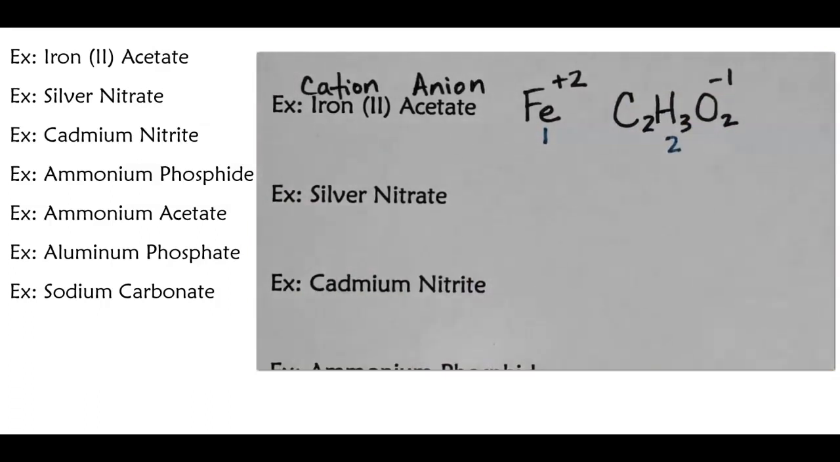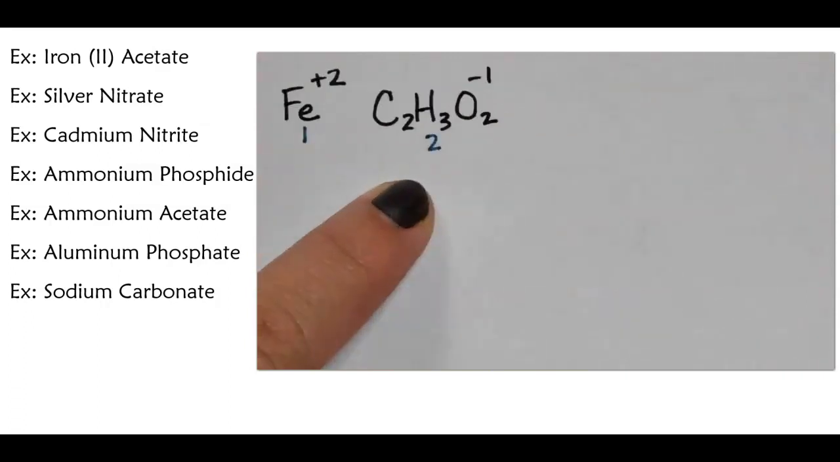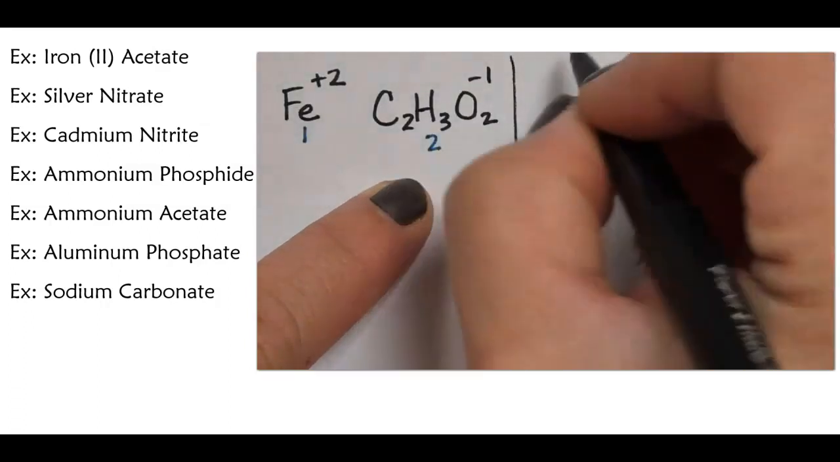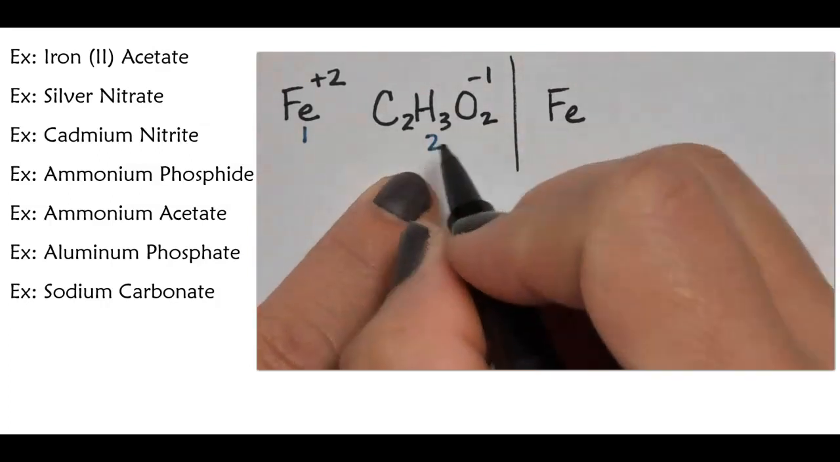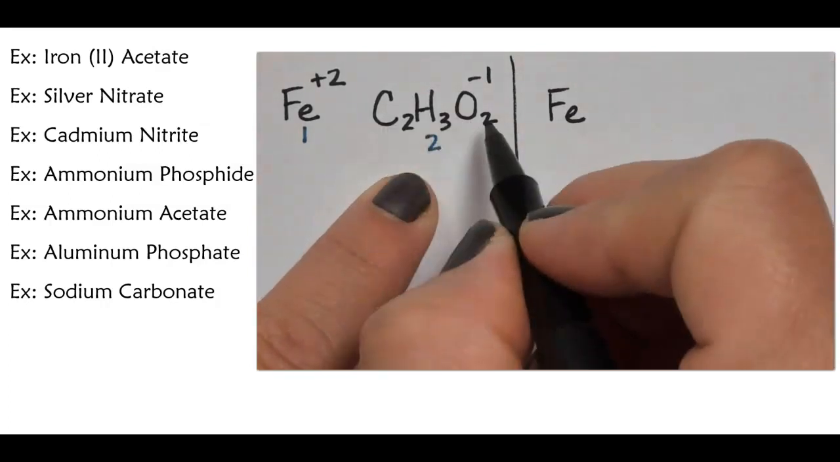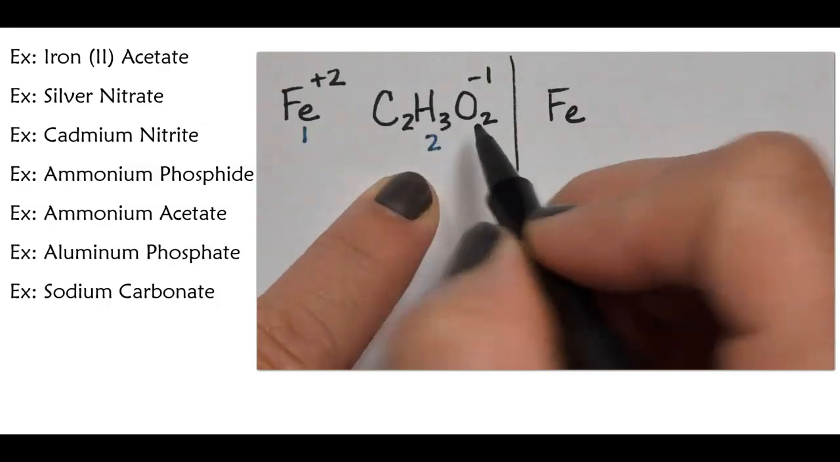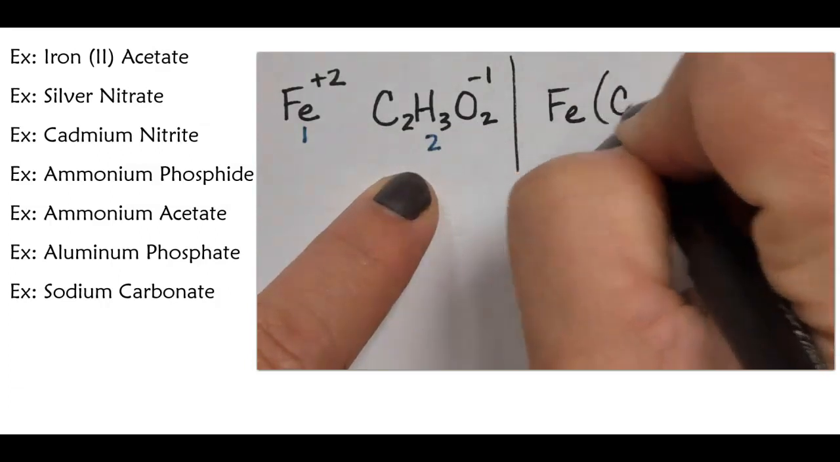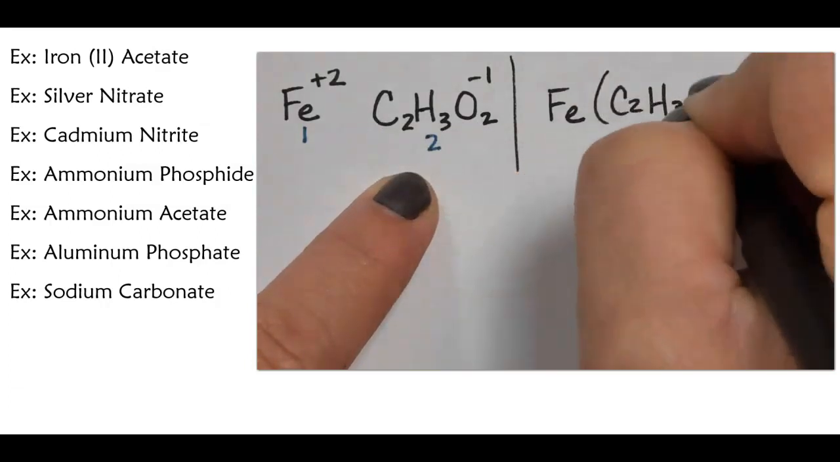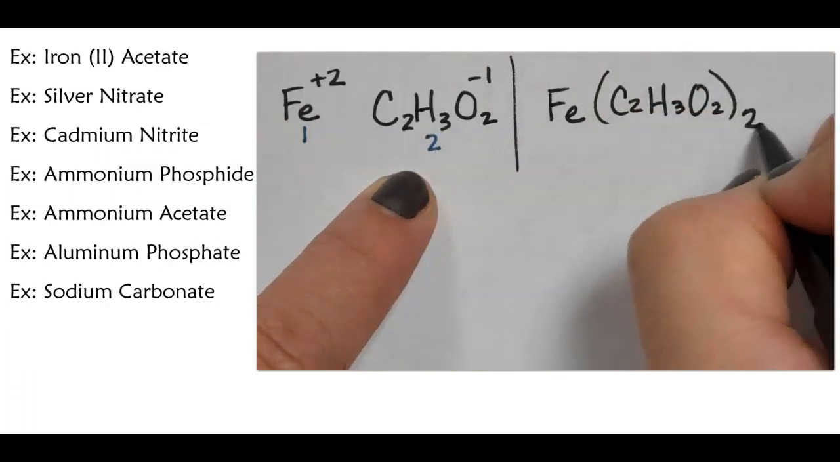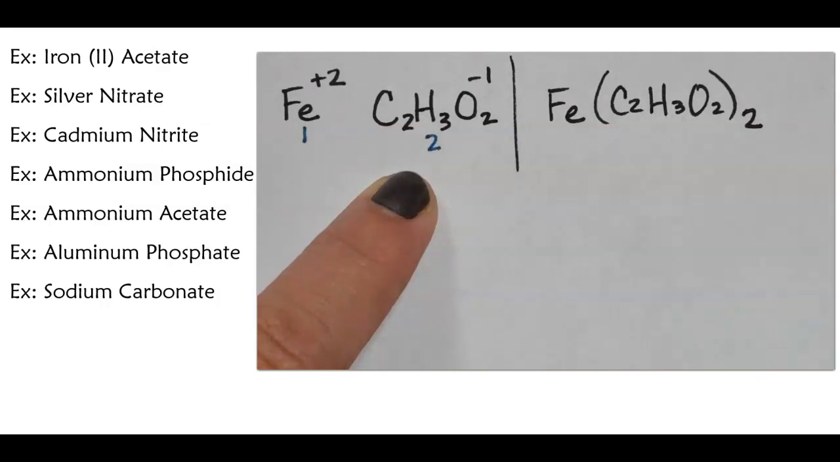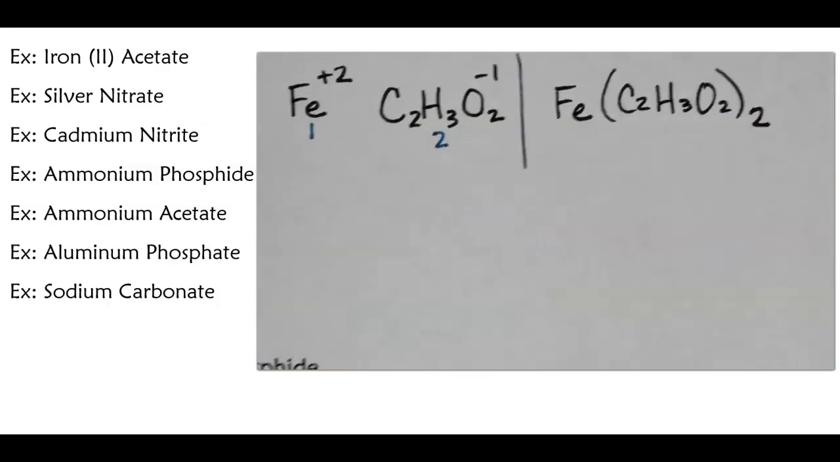So when I rewrite the formula, it's going to be 1 iron, subscript of 1. Because I need more than 1 polyatomic ion, it's going to have to go in parentheses. So I'm going to put the acetate in parentheses, and then I'm going to put a 2 on the outside of the parentheses to denote that we have 2 acetates.